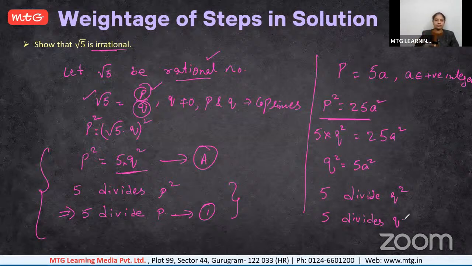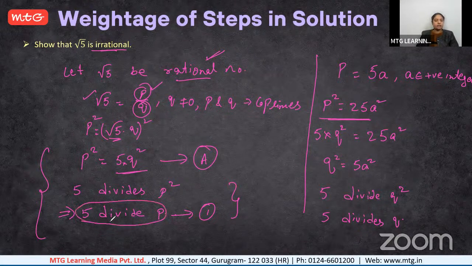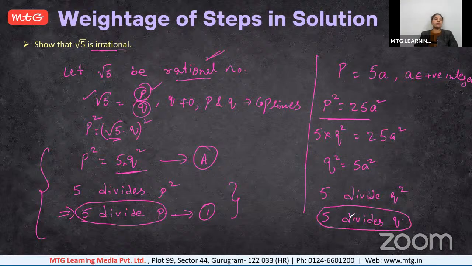I went around and came to one simple conclusion. What did I start with? Assuming root 5 as a rational number, making it in the p by q form. By removing the square root, I concluded that p is divisible by 5. Using this logic, I came to another conclusion that q is also divisible by 5. That is, both p and q have 5 as their common factor. This is the conclusion I got.